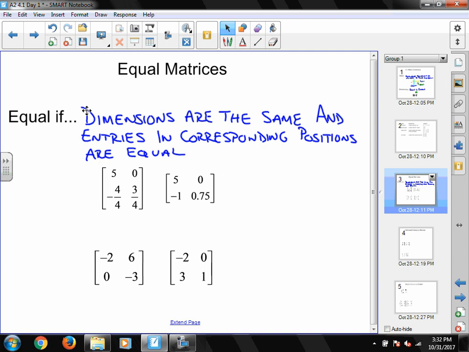Well, obviously the 5 and the 0 are the same. First thing we check, really, are they the same size? We've got a 2 by 2 and a 2 by 2, so this works well. So dimensions are the same. If I were to simplify -4/4, that would give me -1. Those are going to be the same. And 3/4, if I write it as a decimal, is 0.75. So we're going to say that these are equal. So really, it has to be identical. That's how they're going to be equal.